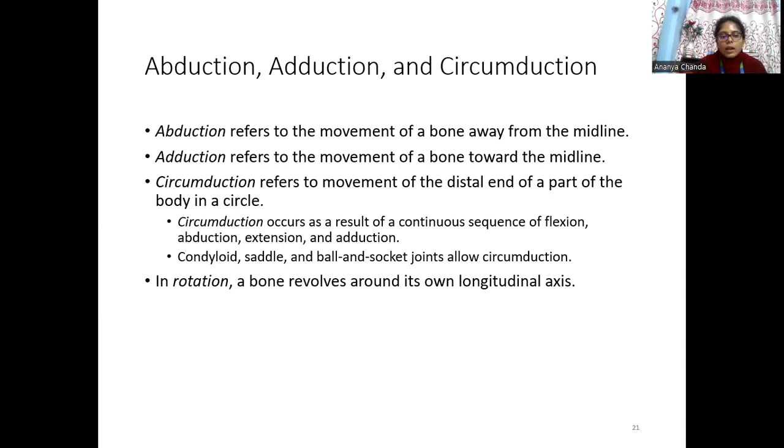And condyloid, saddle and ball and socket joints allow circumduction. In rotation, a bone revolves around its own longitudinal axis.